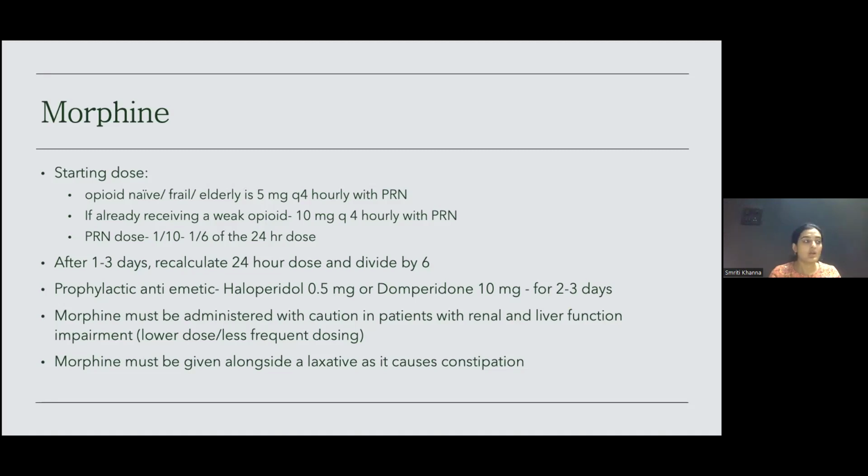So if, for example, a patient is on 10 milligram 4-hourly, that makes it a total daily dose of 60 milligram. Now, if that patient has taken 3 extra doses for 2-3 days at a go, that makes the 24-hour dose 90 milligrams. So 90 milligram divided by 6 would be 15. And so the revised prescription for this patient would be 15 milligrams 6-hourly plus PRN. So that is the basic prescription of morphine.